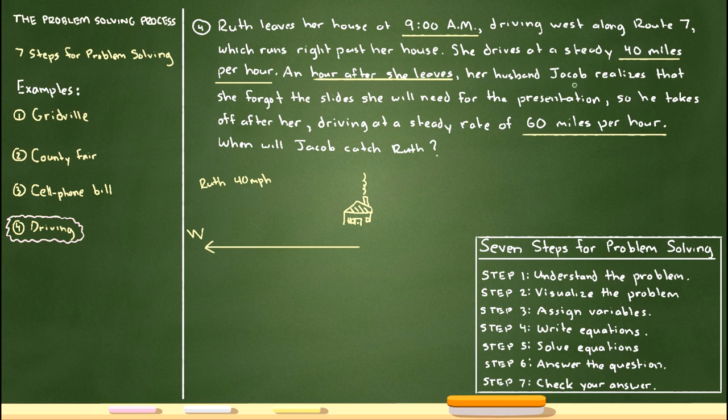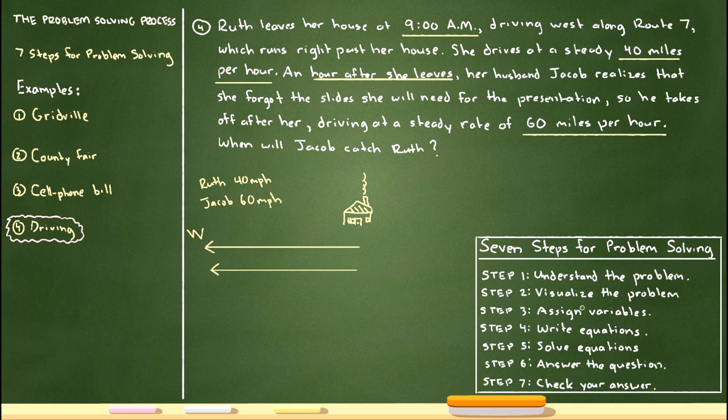And then she forgot the slides, so Jacob takes the slides and he's driving after her. So he leaves the house. He's also driving west, right? Along the same road. But he's going 60 miles per hour. Okay, so he's going faster, so he should catch her at some point. So that's visualizing the problem. You can visualize it how you like.